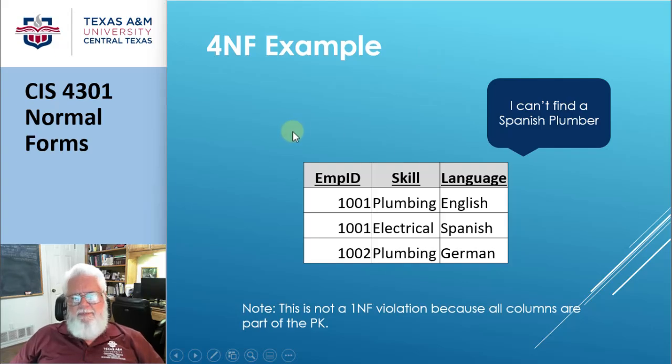All right, let's look at another example. And the way you solve this is, if I had another skill, so employee 1001 is now, I don't know, a carpenter. How many rows of information would I have to add to this table to make that work? I would have to have carpenter English and carpenter Spanish in order to make this thing work. So inserting one row, one piece of information, requires me to insert two rows of data. Okay, that's a fourth normal form problem. Fourth normal form is all about I add one piece of information, but I can't do it. I have to add two rows.